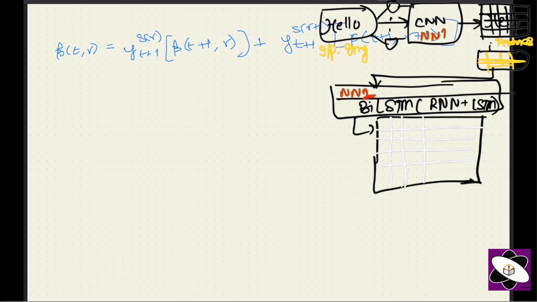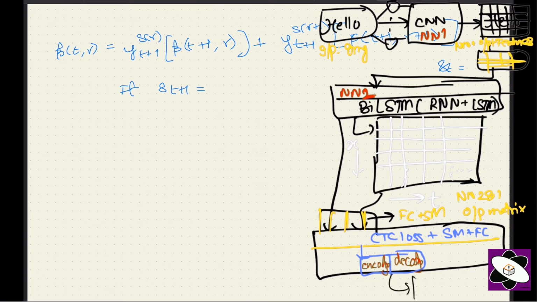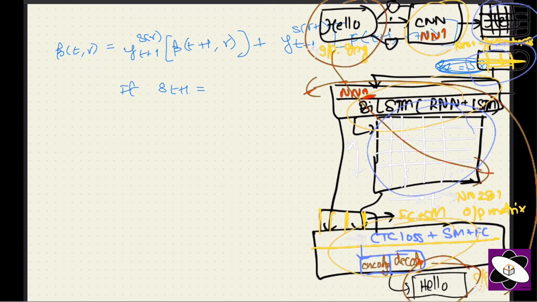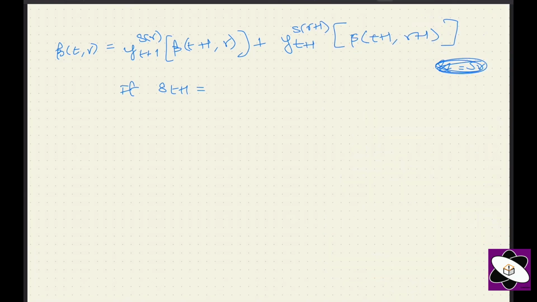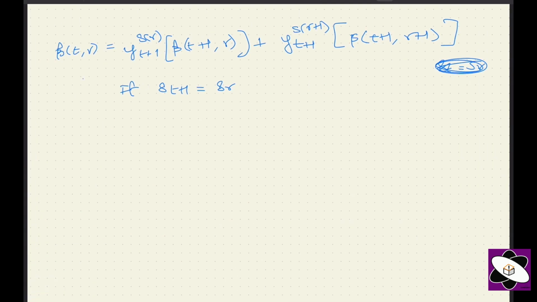Right, now here you need to understand that the condition s_{t+1} is equal to s_r has already happened in alpha itself. So we have considered it in alpha, and we need not consider it in beta again. Like we did in alpha, all those things we have done, and further we have done over here, and again these things which we did in alpha we are showing over again.